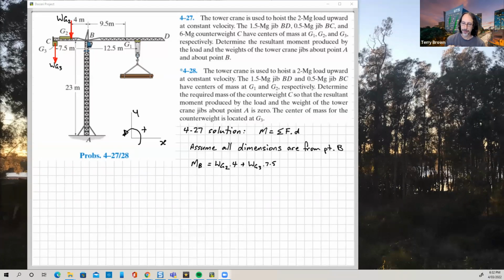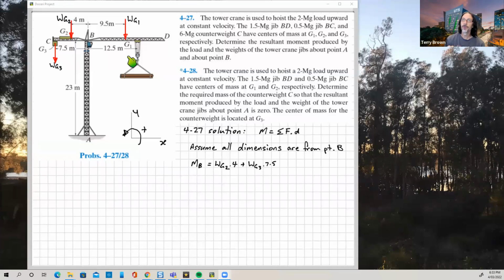Now, the other thing that I've done here is to show that these moments are positive. Okay, so remembering our sign convention that we've assumed, anti-clockwise is positive. So if we look over here, this force is pushing down this way. So hopefully you can see that that will tend to rotate anti-clockwise about point B. Let's go to the next one.